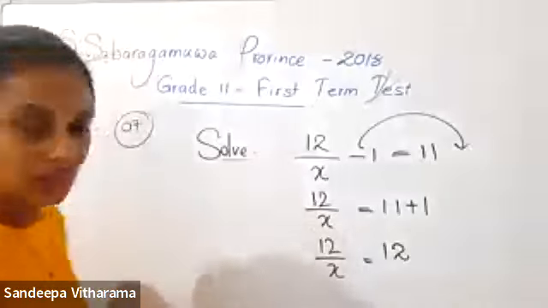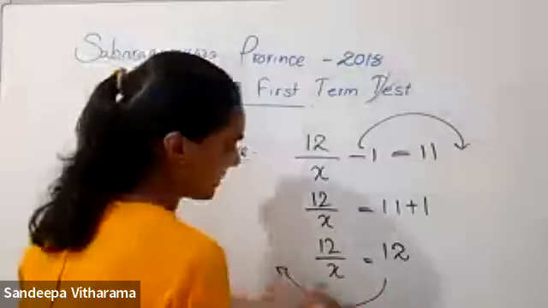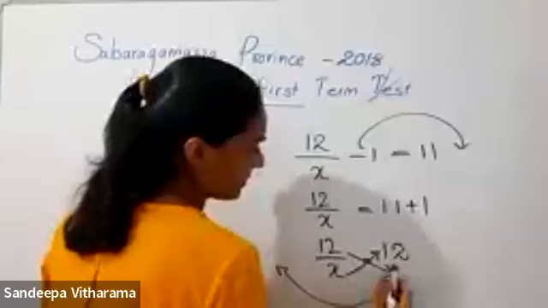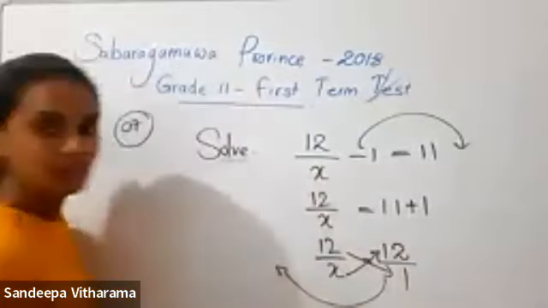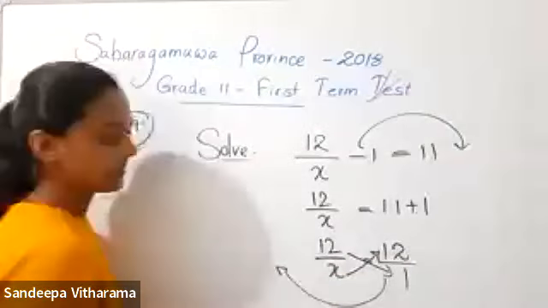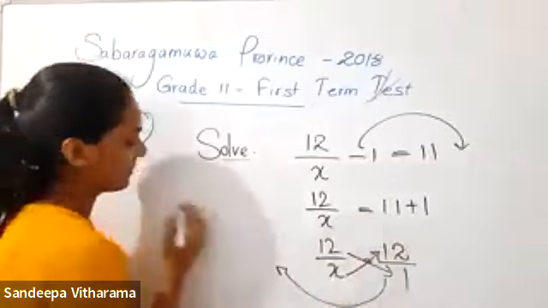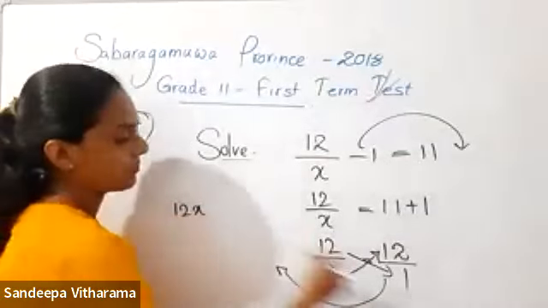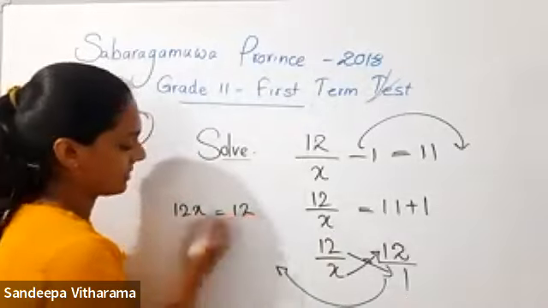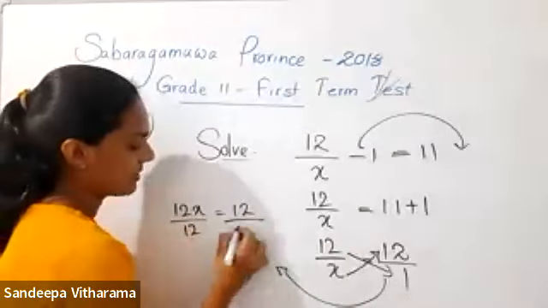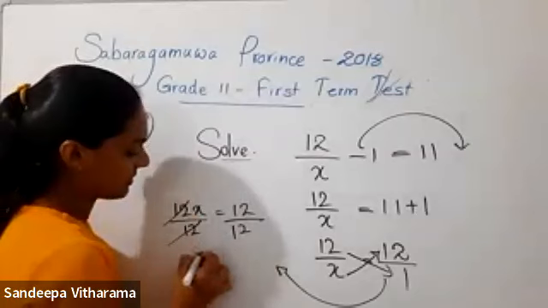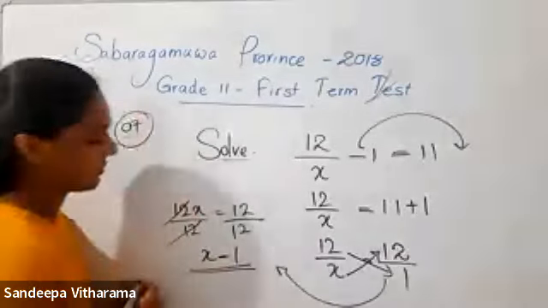And now to obtain the answer, you can do the cross multiplication. Then with the 12 විතරක් ඉන්නවා කියන්නේ 12 upon 1 කියලා ගන්න පුළුවන්. Then 12 into x, it is 12. 12 into 1, it is 12. To find the x, you can divide by 12. Then x is equal to 1.